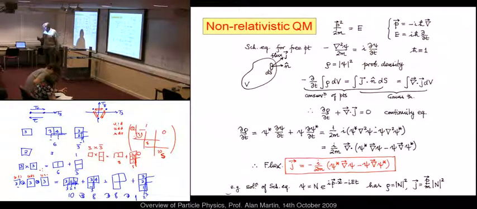Has everybody got a sheet, or didn't we have enough? Everybody's got a sheet, have they? Good.